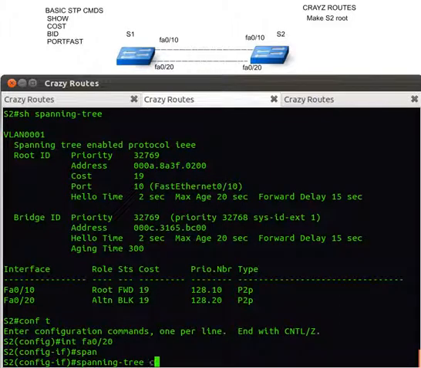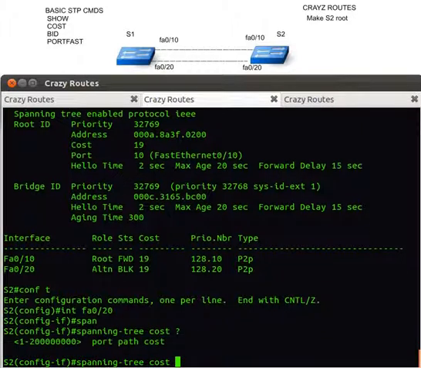spanning tree cost. Let's do the question mark. Whoa, it's a big number, isn't it? Not gonna read it all the way out, but let's make the cost be the lowest that it can be. Let's make the cost be a 1. The lower the cost, the faster the port by default, or you can use the number to distinguish which way you would prefer for traffic to go. Okay, the cost of 1.